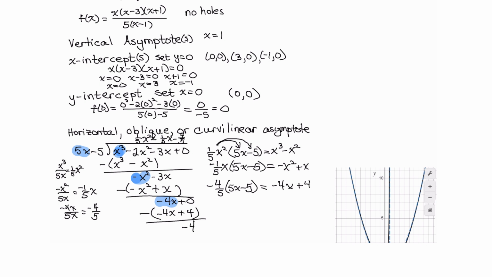Now my remainder doesn't have a variable in it, and so I won't have a place where my curve will cross the curvilinear asymptote. And y equal to the quotient is my curvilinear asymptote. So our curvilinear asymptote is y is equal to 1/5 x squared minus 1/5 x minus 4/5.